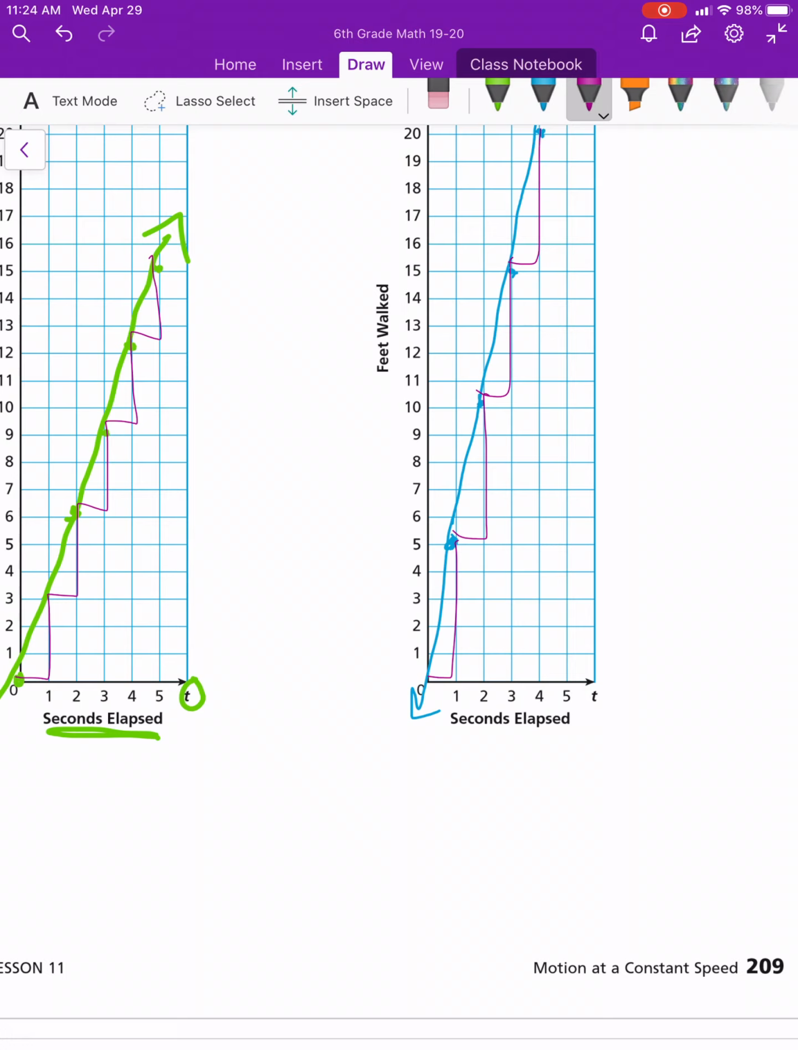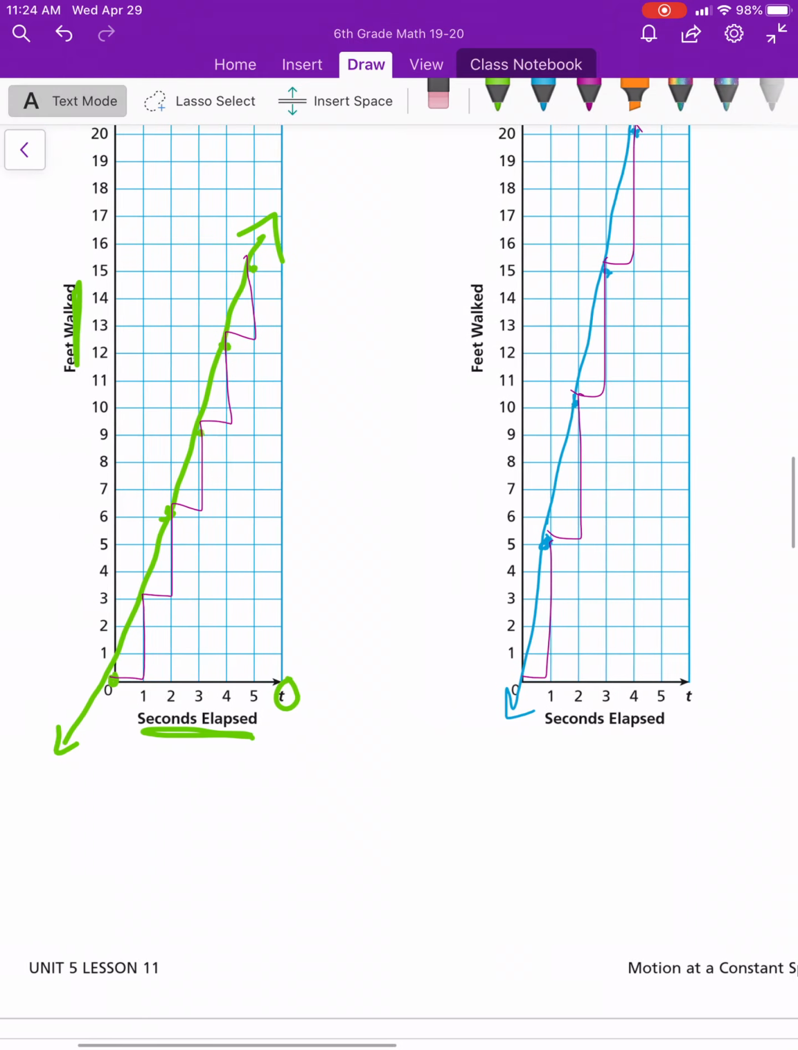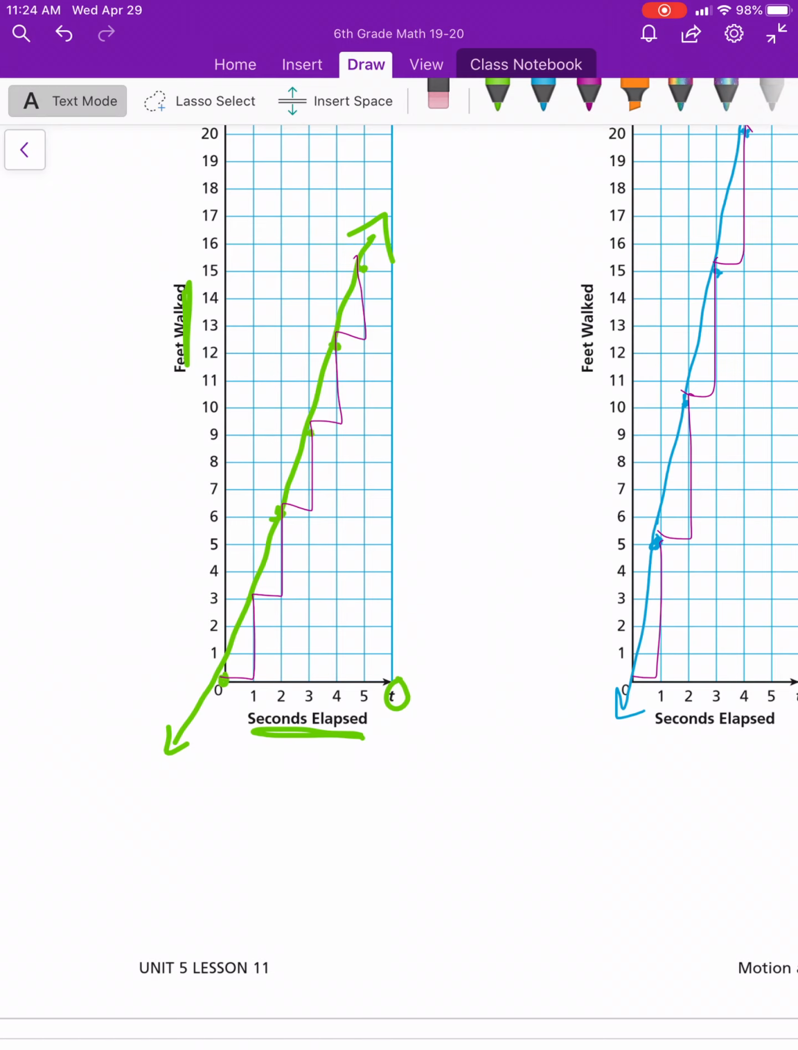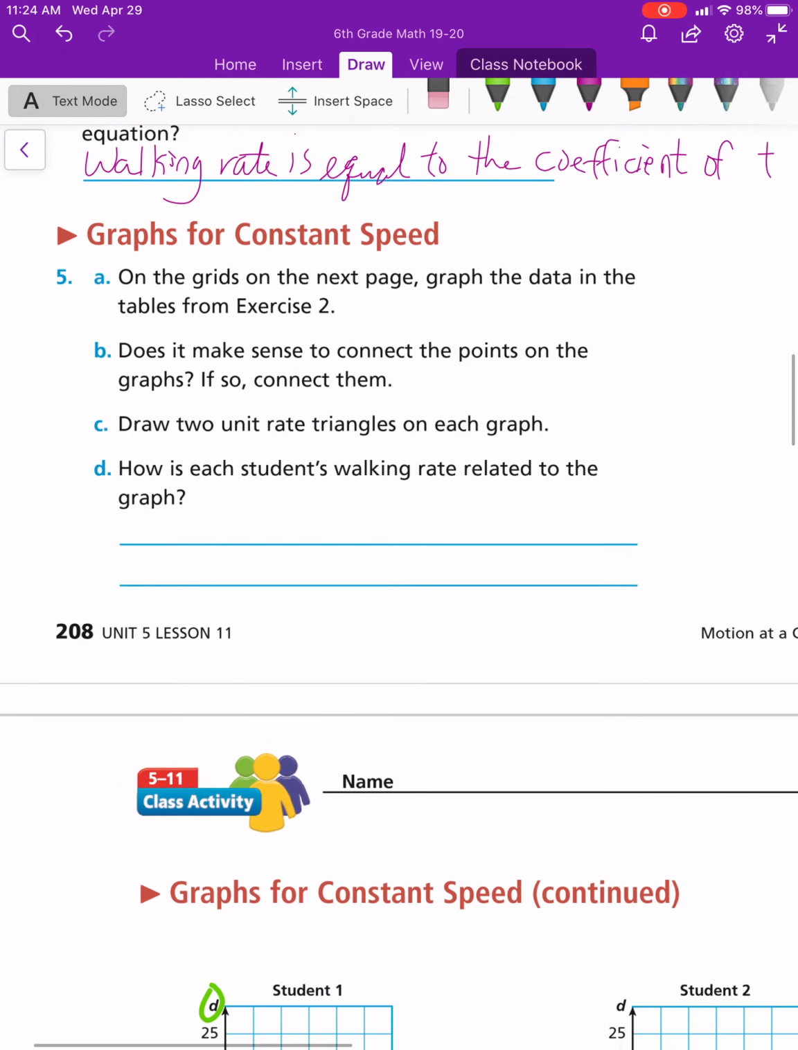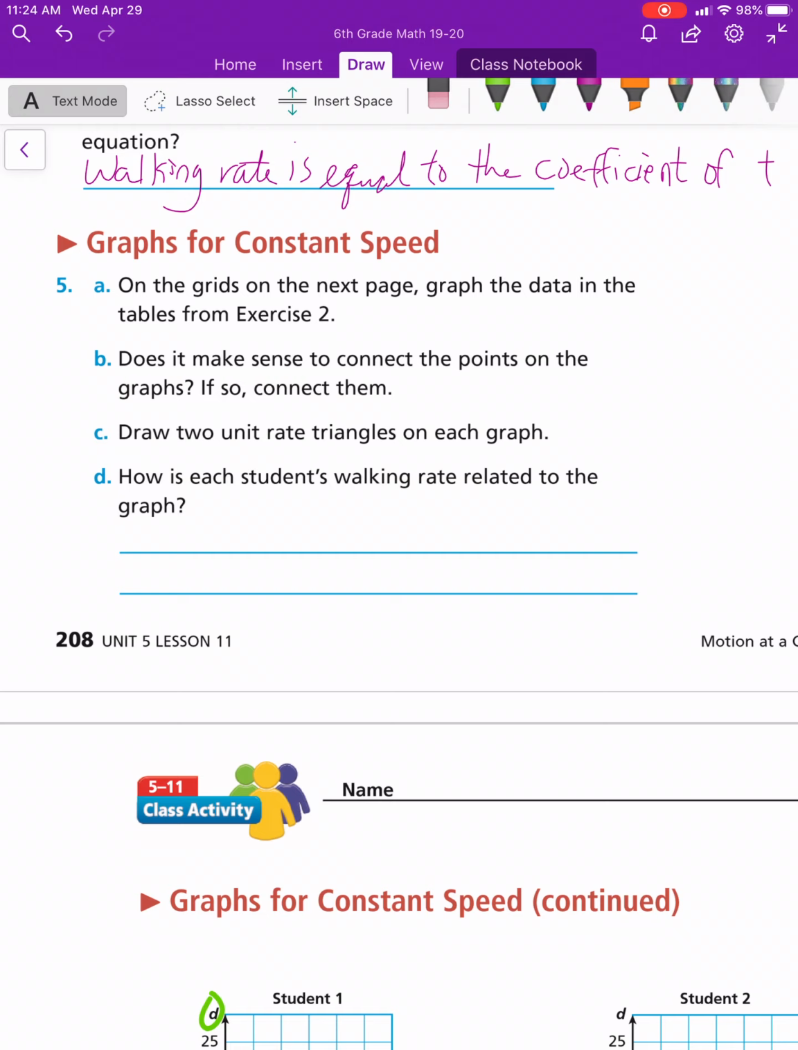Looks like this. So I go over 1 and up 5, over 1, up 5. Over here I went over 1, up 3, over 1, up 3, right? So how is each student's walking rate related to the graph?